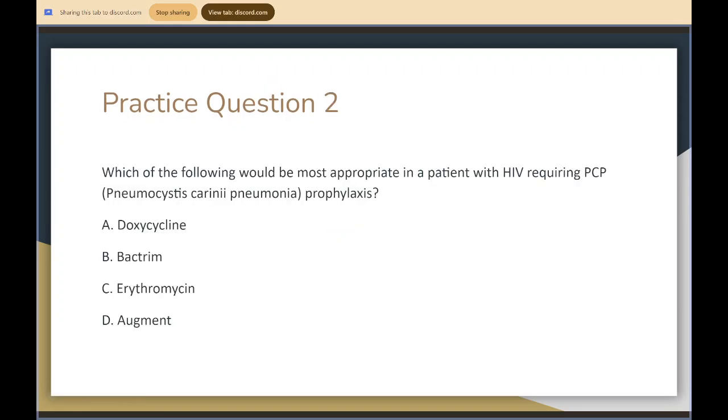Which of the following would be most appropriate in a patient with HIV regarding PCP or PJP prophylaxis? Choice A, doxycycline, choice B, Bactrim, choice C, erythromycin, and choice D, Augmentin.